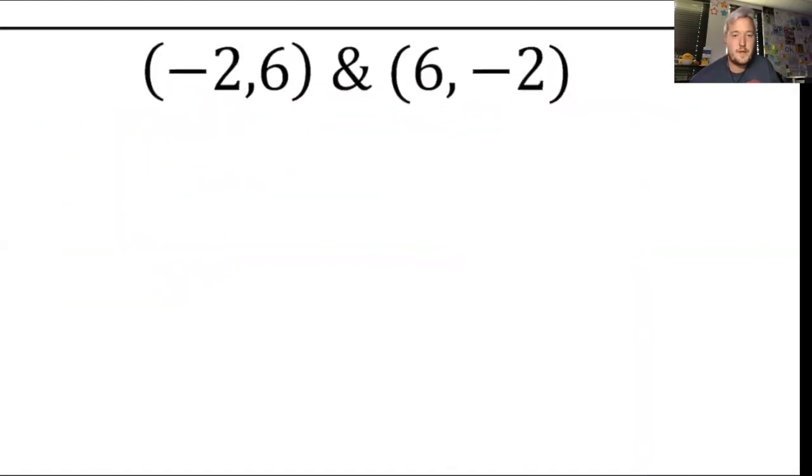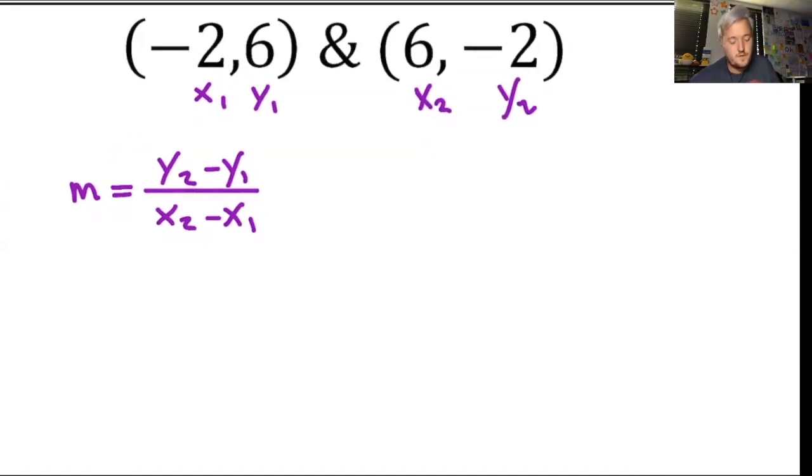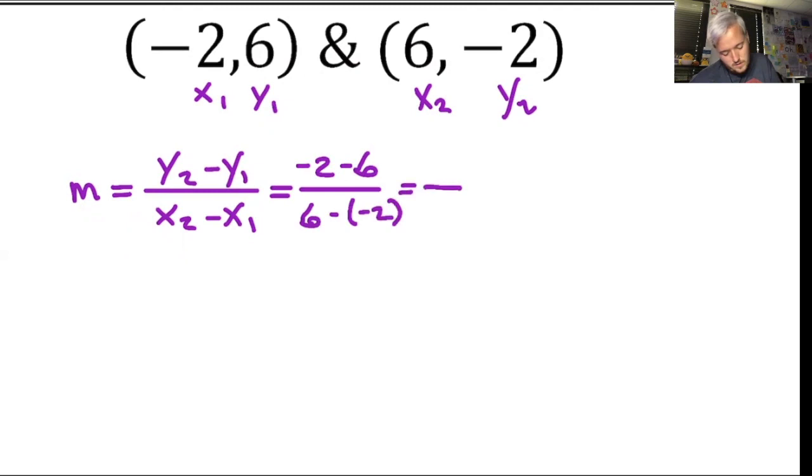All right, now same idea over here, except now I give you 2 points. So you have to find the slope first. I'm going to do y2 minus y1 over x2 minus x1. So now y2 minus y1: I'm going to have -2 minus 6 over 6 minus -2. So I'm going to have -8 over 6 minus -2, which turns into 6 plus 2, which is going to be +8. So I'm going to have a slope of -1.